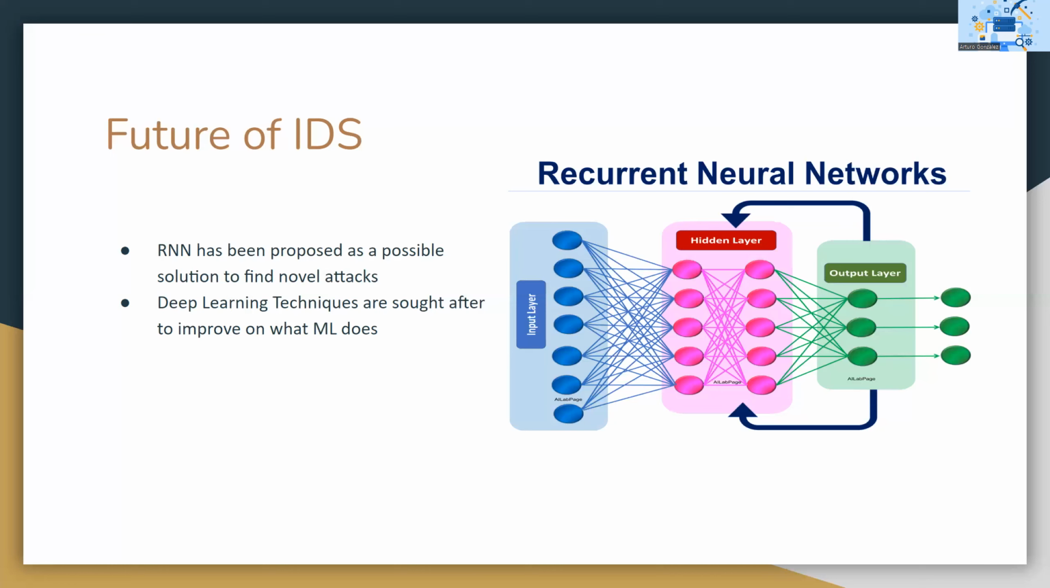Deep learning techniques are something that's really being sought after to improve the machine learning process. Deep learning is a subset of machine learning, and it's being researched. There's still a lot of research that needs to be done on this subject, and there's a lot of research out there currently. But what's really lacking is the data. We need realistic data. There are a few researchers who are working on that.